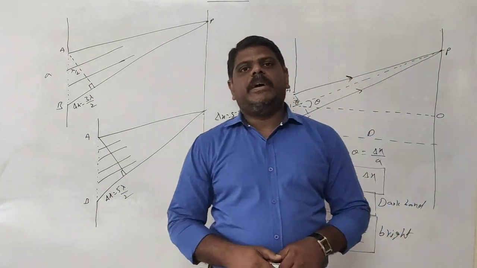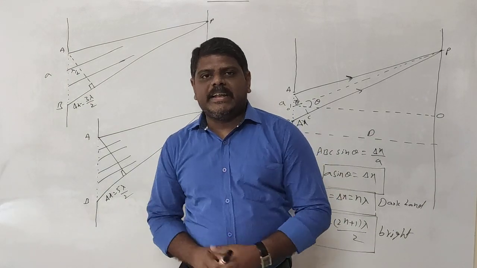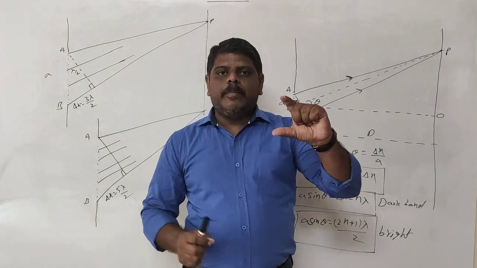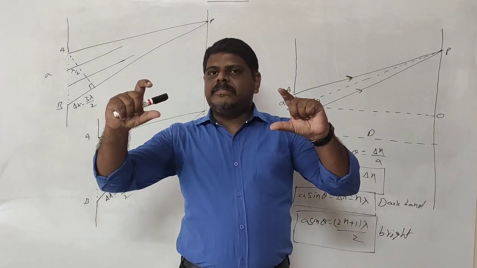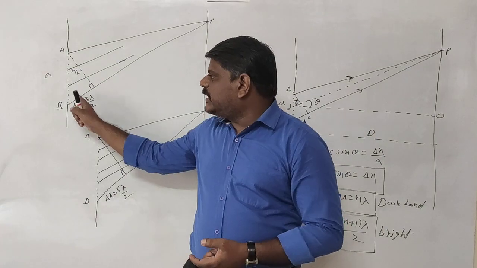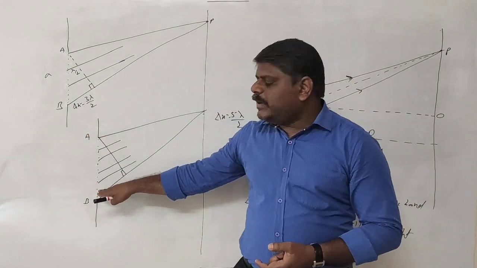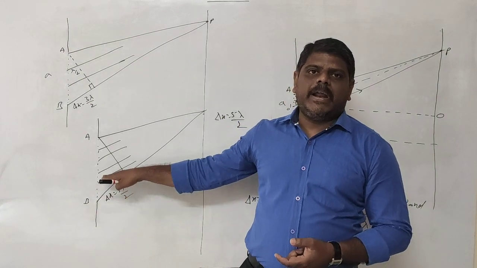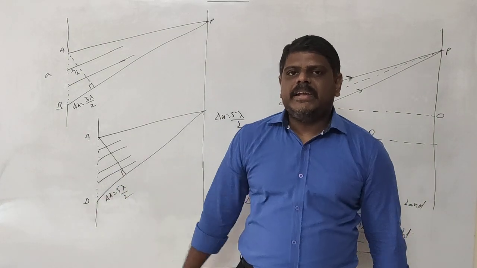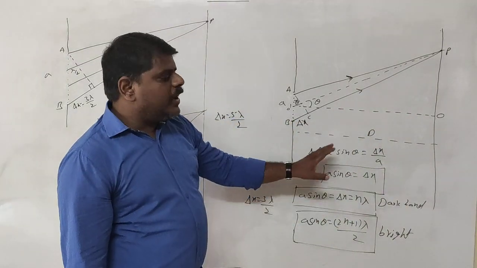Sometimes in the examination, they will ask you why the intensity of the bright band gradually decreases in the diffraction pattern. The reason is in the central band, the full width of the slit is participating. But in the first secondary maxima, 1/3 of the slit is producing the bright band. In the second secondary maxima, only 1/5 of the slit is producing the bright band. That's why the intensity gradually decreases. Okay, this is the complete part of the diffraction pattern you have to remember.